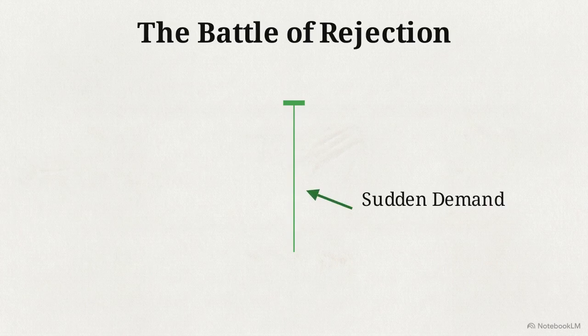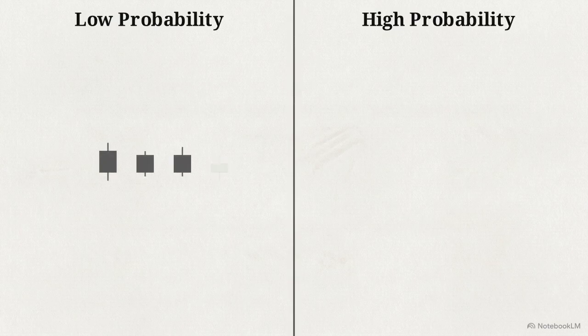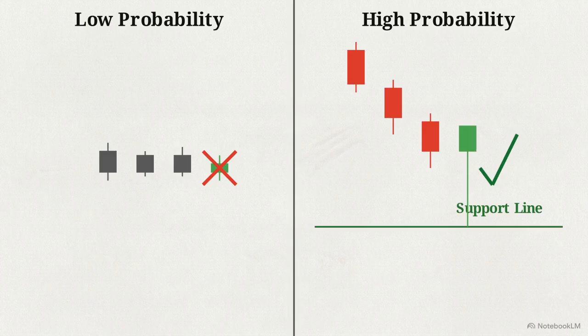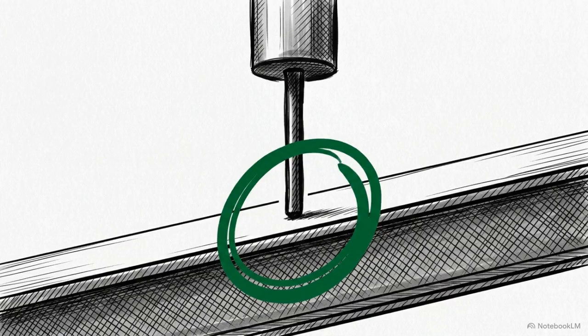Let's train your eye to see the difference. On the left is a low probability candle. The wick is too short, and it has no relationship to the preceding trend. On the right, the wick is 3 times the size of the body, and it has formed exactly on a recognized support line after a sustained drop. The geometry of the candle only signals a reversal when it interacts with that historical support line. Context and shape must exist at the same time to create a valid trade signal.